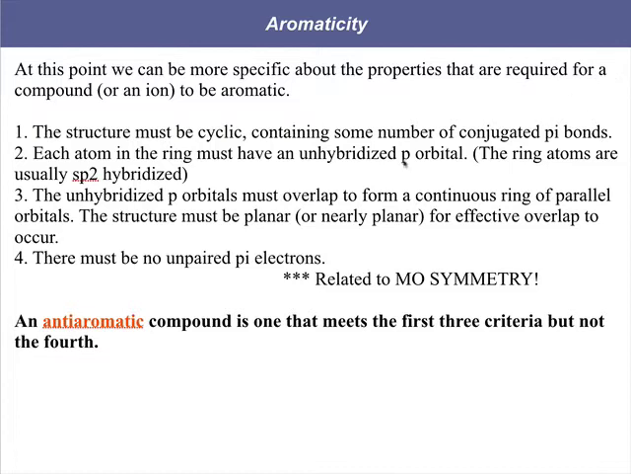If a molecule meets the first three conditions, so it's cyclic, containing conjugated pi bonds, they're all unhybridized p orbitals on every carbon, and so the orbitals are overlapping in a planar ring, but there are unpaired electrons, so the three conditions are met but the fourth is not, we call it anti-aromatic. An anti-aromatic compound is one that meets the first three conditions, but not the fourth.